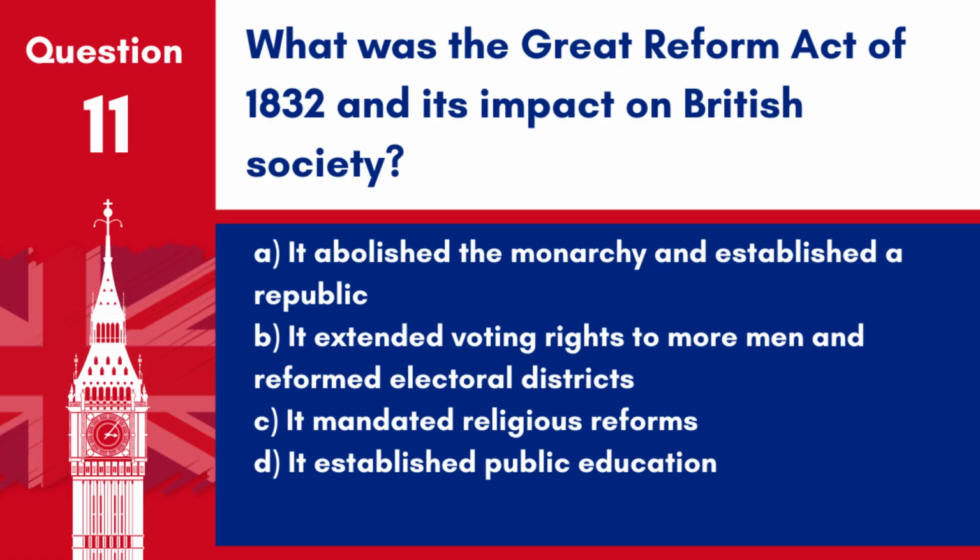Question 11. What was the Great Reform Act of 1832 and its impact on British society? A. It abolished the monarchy and established a republic. B. It extended voting rights to more men and reformed electoral districts. C. It mandated religious reforms. D. It established public education.